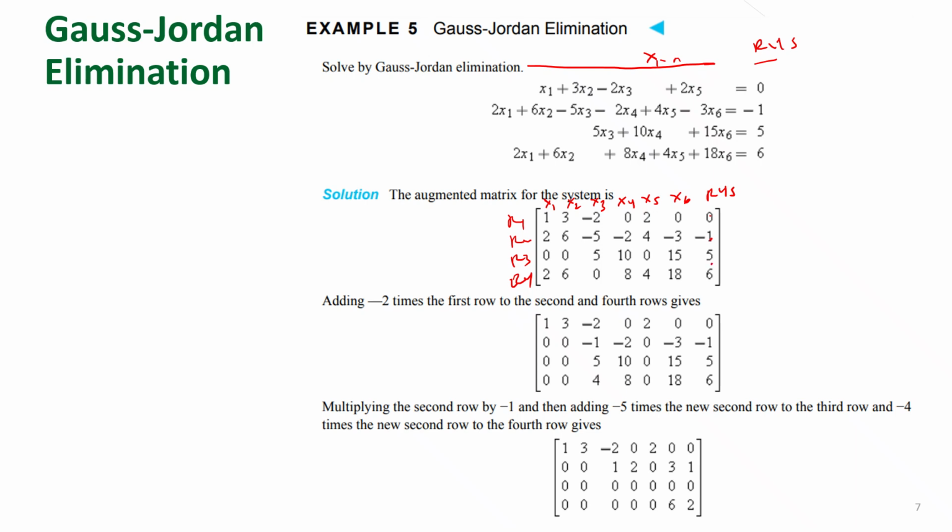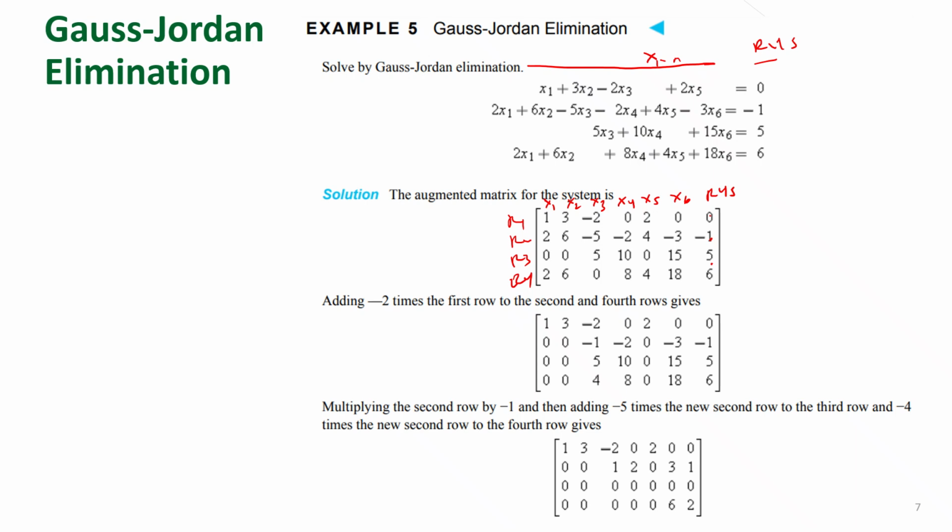This one, x1 is 1, 3x2, minus 3x3, we don't have x4, so it's 0, 2x5, we don't have x6, so it's 0, right? So here also 2x1, 6x2, minus 5x3, and so on. Yeah, you can complete it like this.